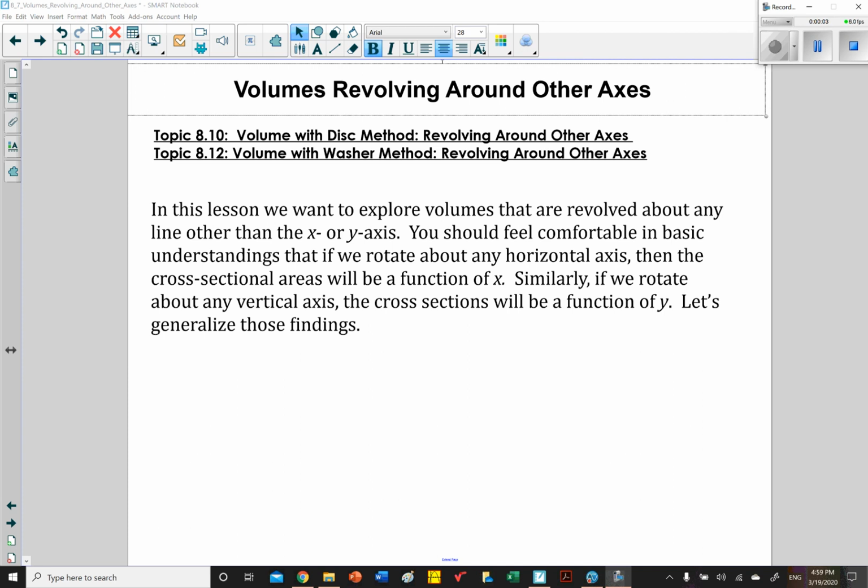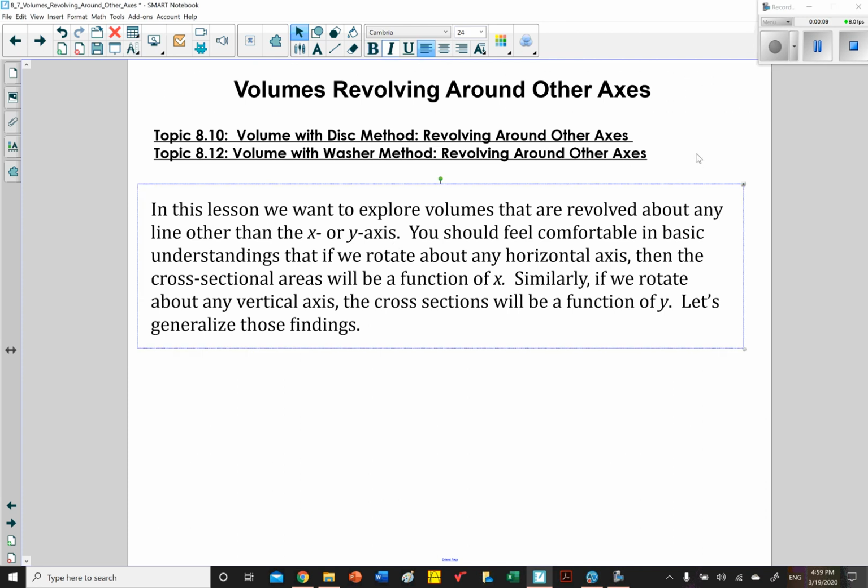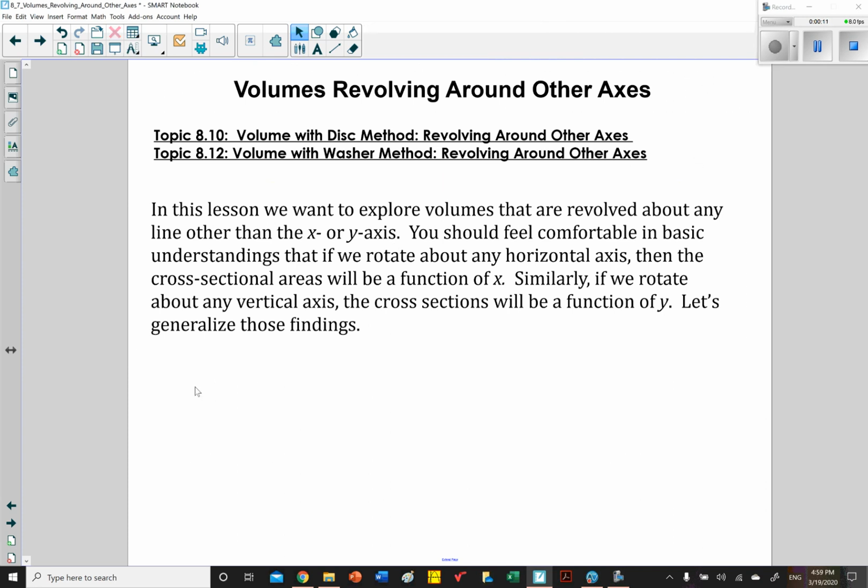Okay, volumes revolving around other axes. Can you believe this is the last lesson of the year? Just like we did with the disc and washer method, we're going to pretty much do the same thing here, only in this case, we're going to revolve around some other line other than an x-axis or a y-axis.